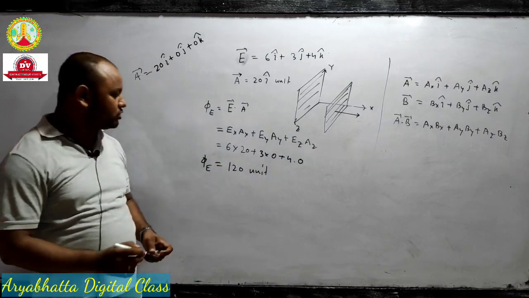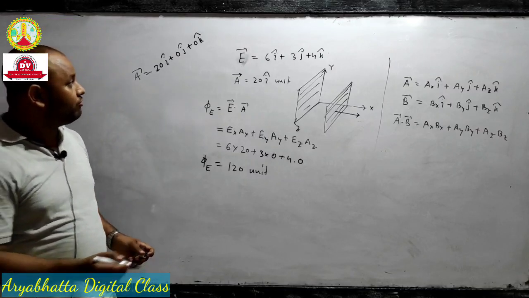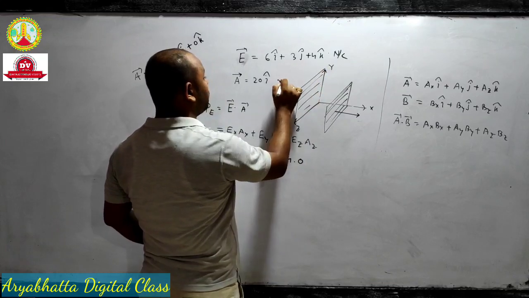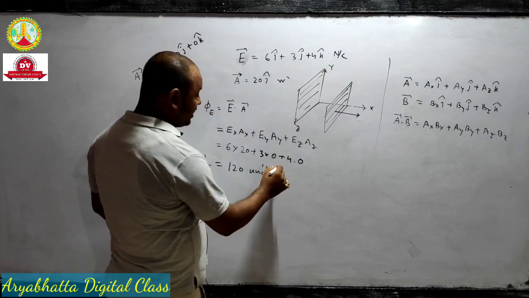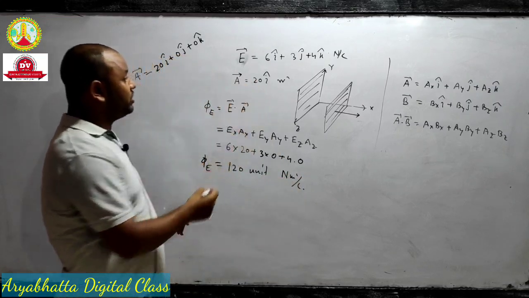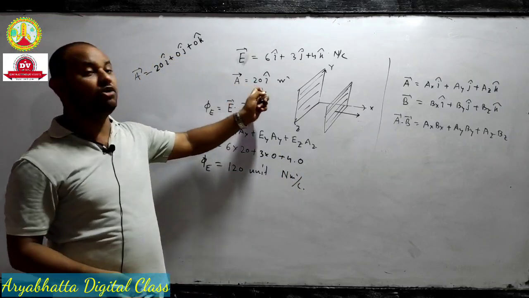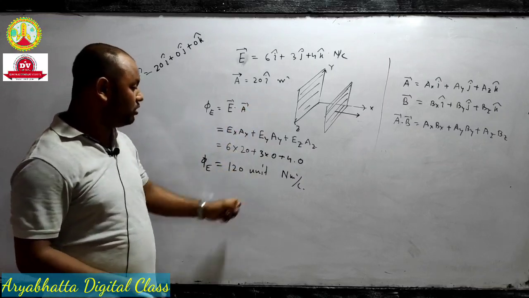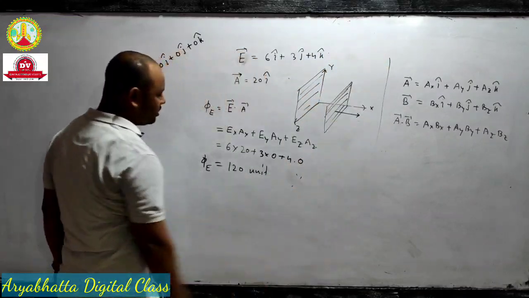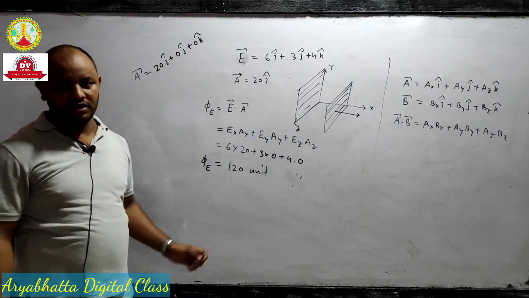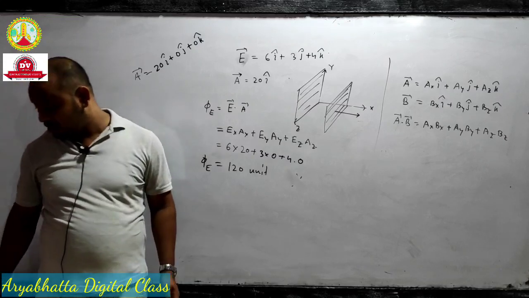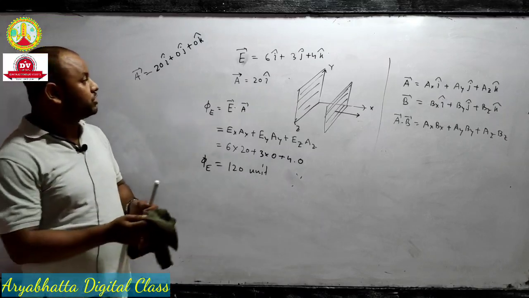The flux will be 120 unit. If the electric field is given in Newton per coulomb and the area in meter square, then the answer will be Newton meter square per coulomb. But in the question, electric field and area are given in units. That is why I am writing the answer in units. The flux will be 120 unit. These are very simple numericals, from last year question papers.